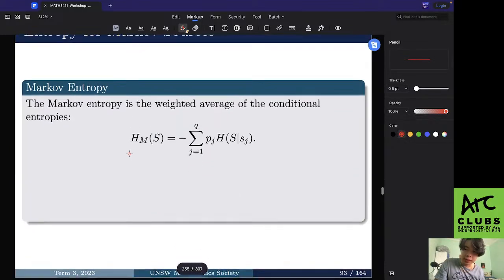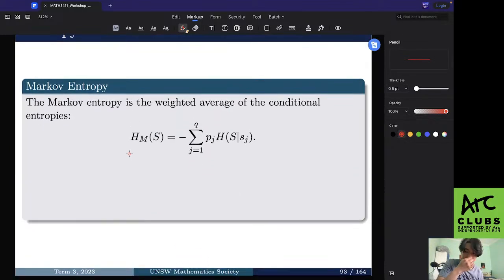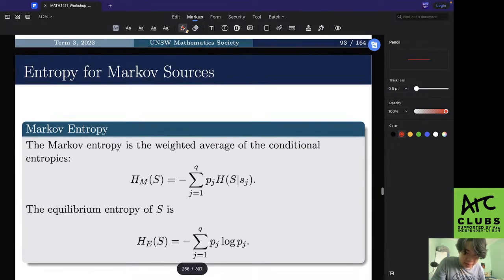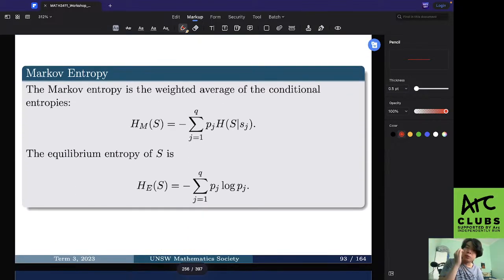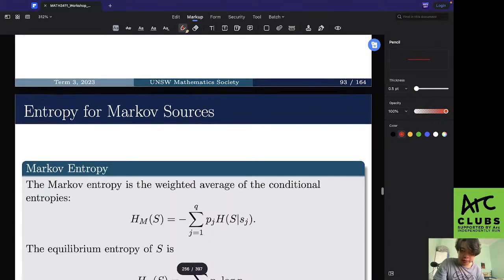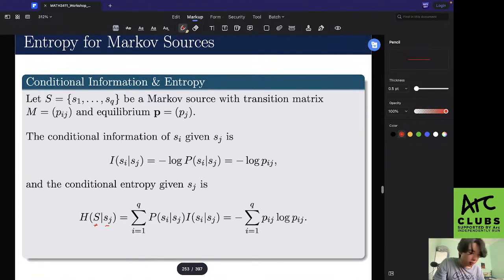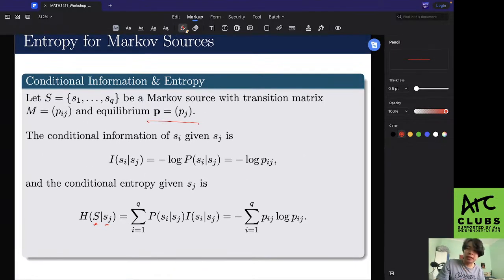And now we can use that to get our Markov entropy, which is the entropy in total, and that's given by the sum of Pj multiplied by the entropy given that we just received Pj. We also have the equilibrium entropy, and that's just the entropy of the vector that we usually get. So we might see up here, we have an equilibrium vector. We just take those probabilities and calculate the entropy based on that.